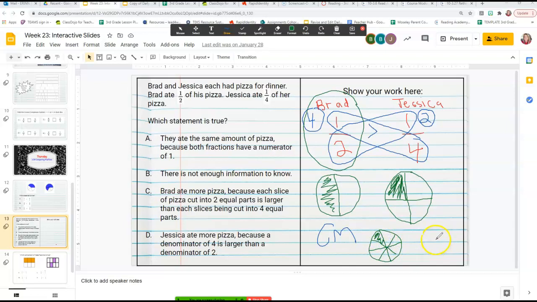That's 1/8. Okay, so Brad ate more pizza, which we know from over here, because each slice of pizza cut into 2 equal parts, which we did right here, is larger than Jessica's being cut into 4 equal parts, which is true. So our answer right here is C.